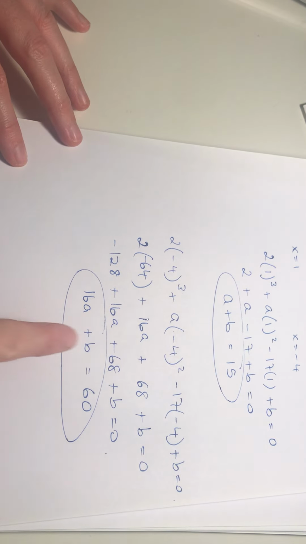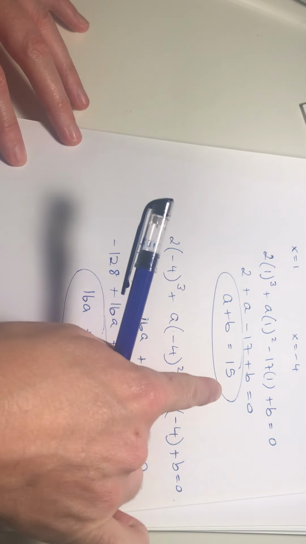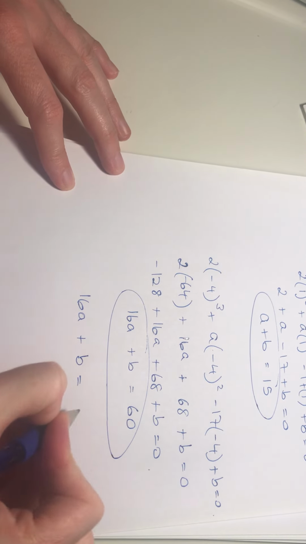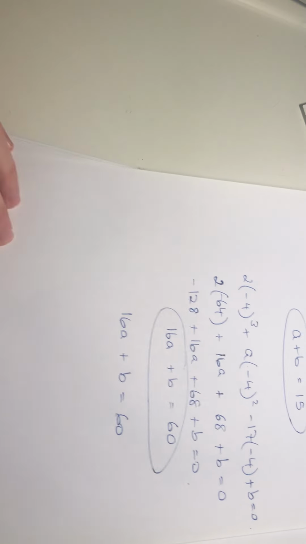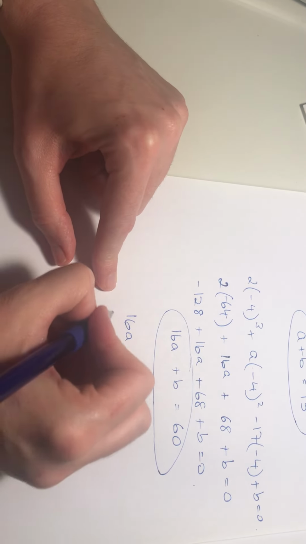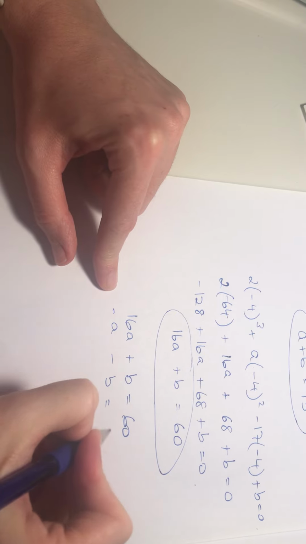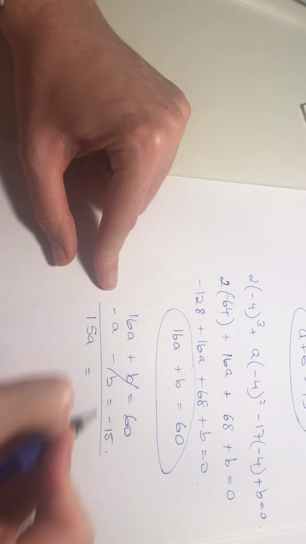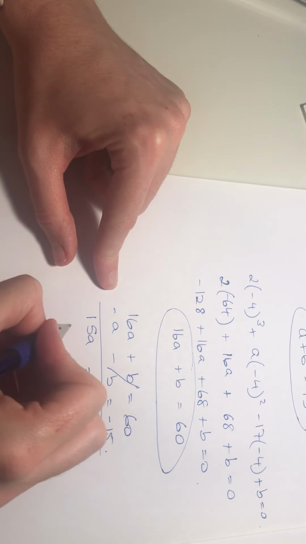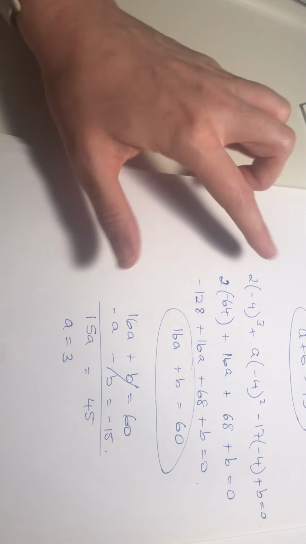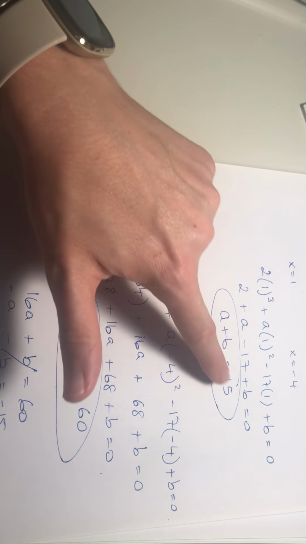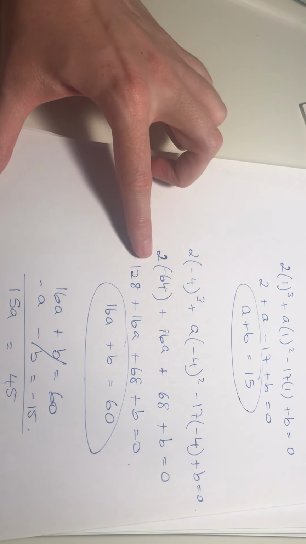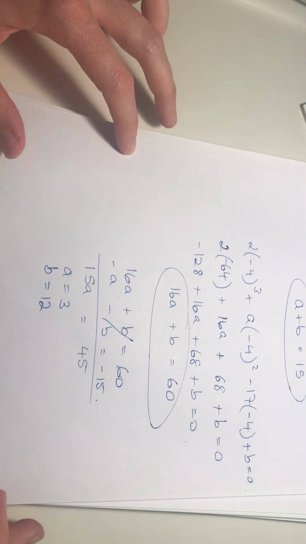I'm going to put these two lines together. I'm going to change the sign of this line here, so the b's will cancel out. And minus a minus b is equal to minus 15. So that's 15a is equal to 45. So a is equal to 3. And if a is equal to 3, a plus what gives me 15? So 3 plus what gives me 15? b is 12. So I'm after finding out the values of a and b in that situation.